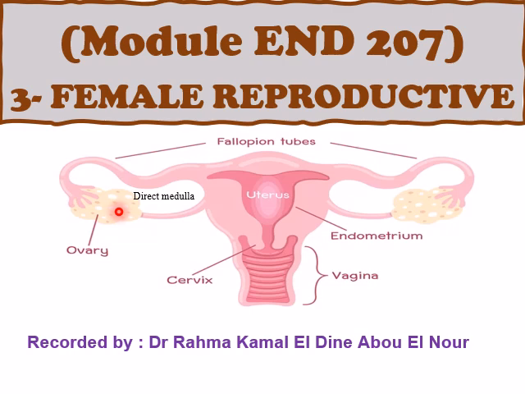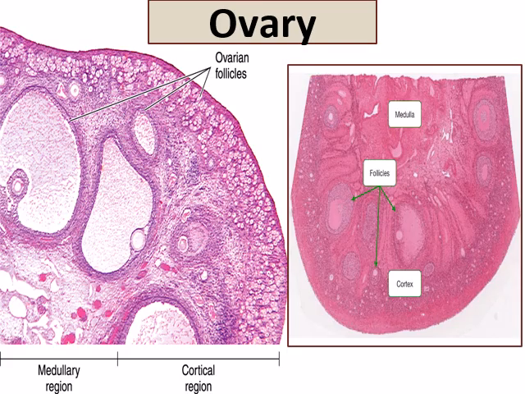Then the secondary sexual organs: we have two fallopian tubes, uterus, vagina, external genitalia, and two mammary glands. As you can see here, dear students, this is the ovary. It's formed of outer cortex containing different ovarian follicles and inner medulla. The inner medulla, located in the center portion of the ovary, is formed of highly vascular loose connective tissue.